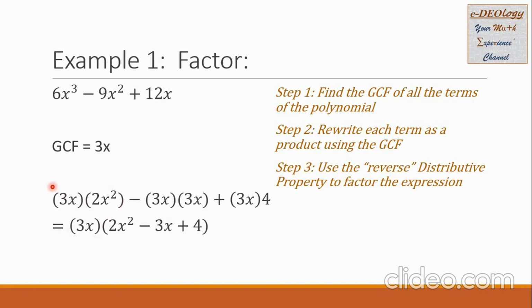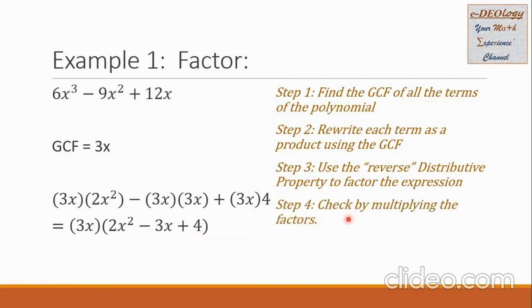Look at the first term here. After removing the GCF, the 2x squared remains, so it is written here 2x squared. For the second term, after removing the GCF, only the 3x is coming, so this is minus 3x. And then plus, for the third term, after removing the GCF, only the number 4 remains, so we will copy here 4.